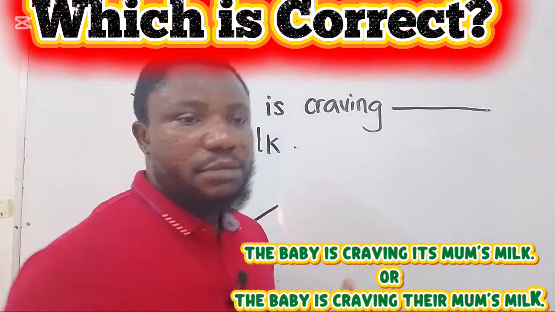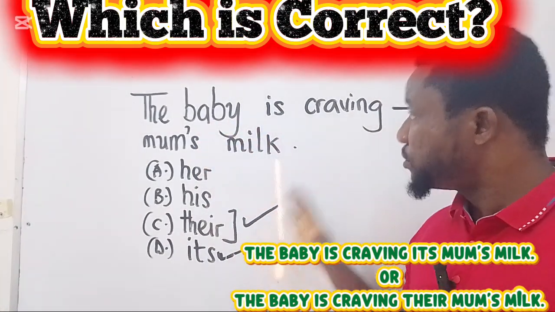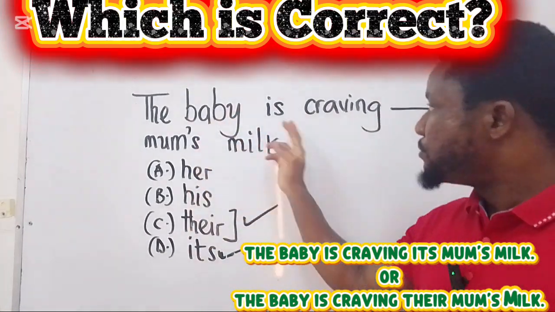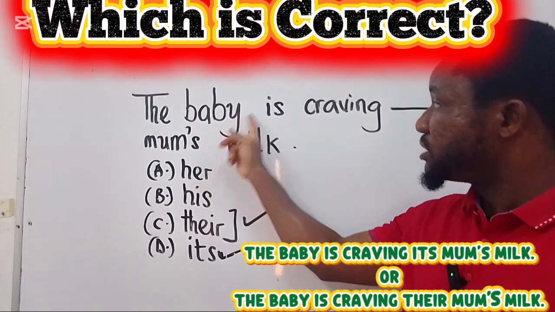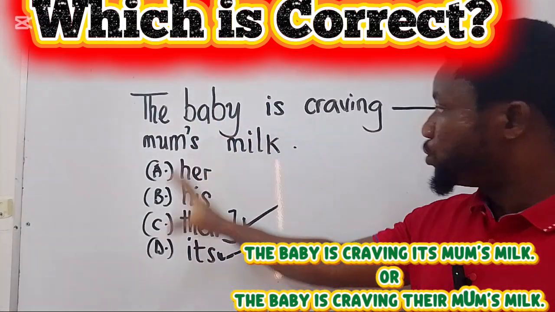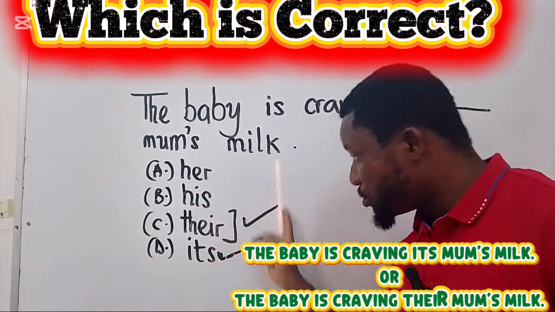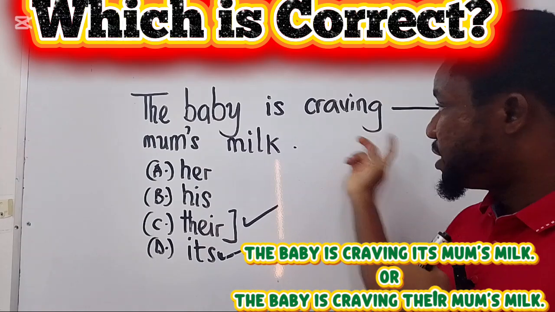So that's basically about this video. Remember, when you have a question like this in an exam situation and a baby is talked about whose gender isn't known, your answer should always be its. But according to modern grammar, the right answer is their. However, do not use this in the exam situation. The baby is craving their mom's milk.